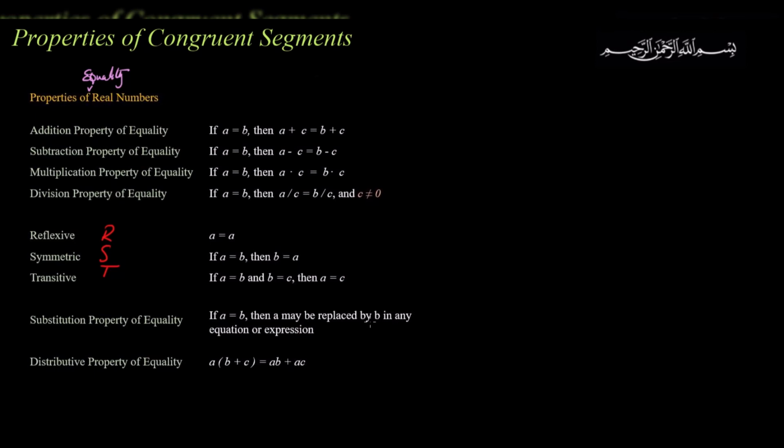Okay, so that's what the substitution property of equality says. The substitution property of equality for real numbers states if A is equal to B, then A may be replaced by B in any equation or expression.